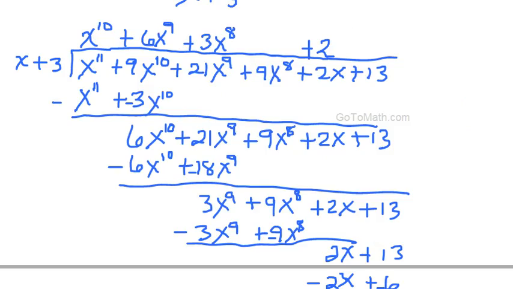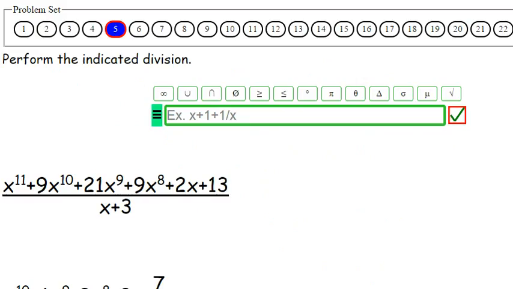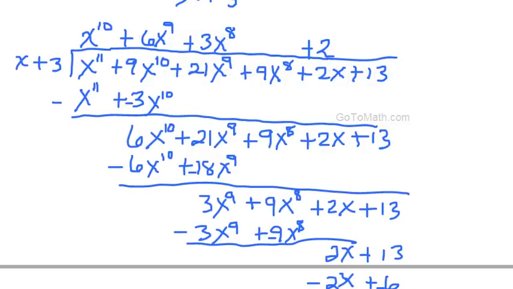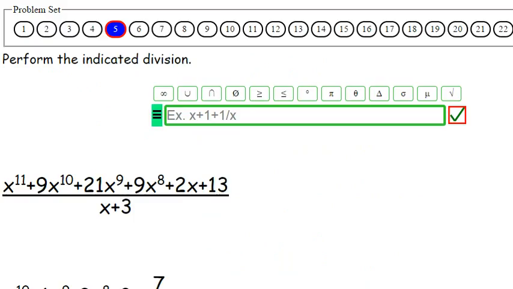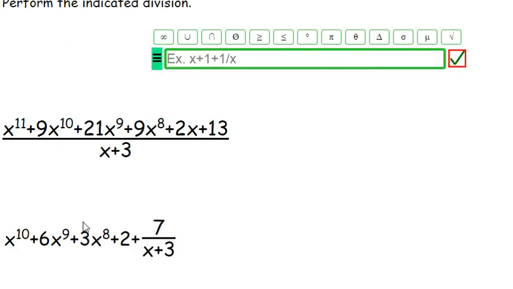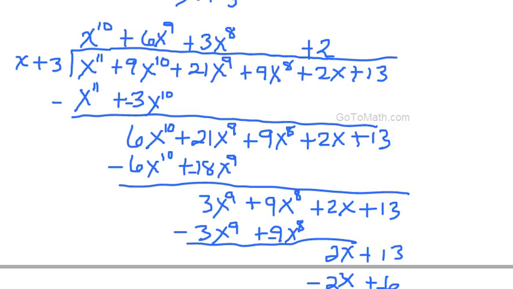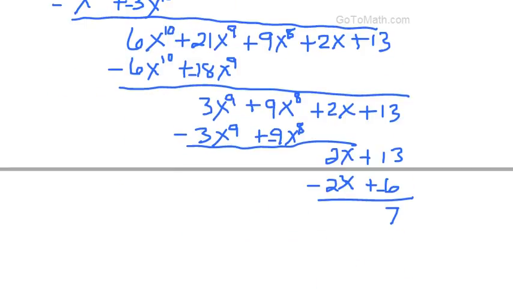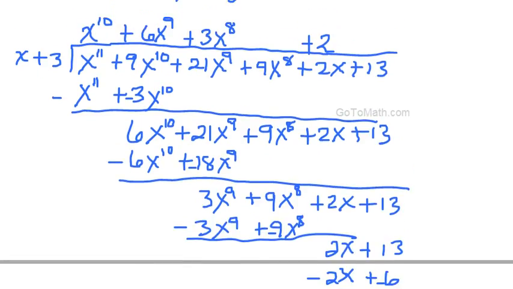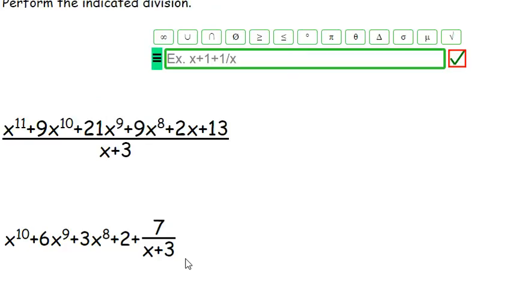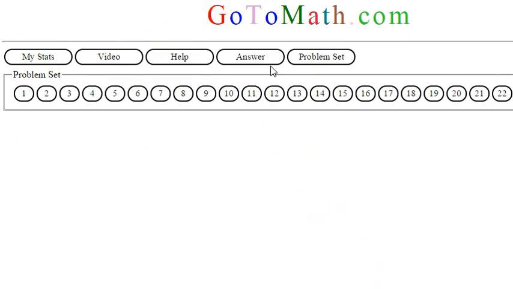Alright, let's see what we got. X to the 10th plus 6x to the 9th plus 3x to the 8th plus 2 plus 7 over x plus 3. Uh-oh. Yeah, 7 over x plus 3. Okay, we got it. Man, it's messed up.